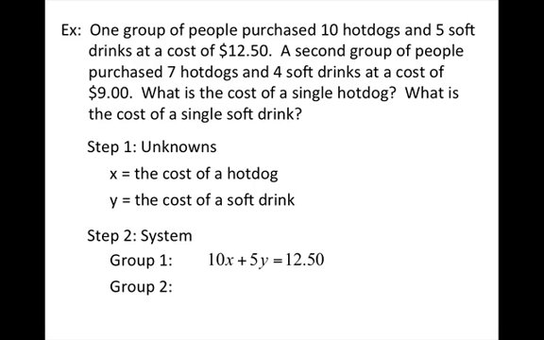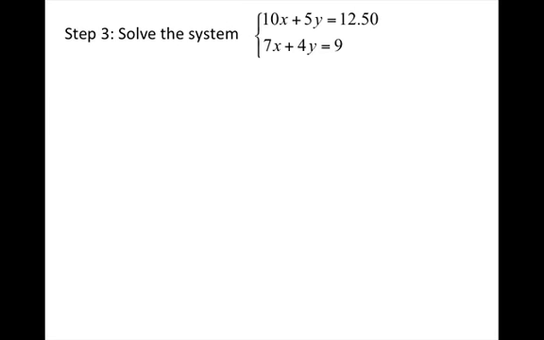Now look at group 2. They purchased 7 hot dogs and 4 soft drinks at a cost of $9. So for their purchase, you say 7x plus 4y equals 9. These 2 equations are going to give me my system. So I want to solve this system of equations. I can eliminate either variable. I'm going to choose to eliminate the y's.